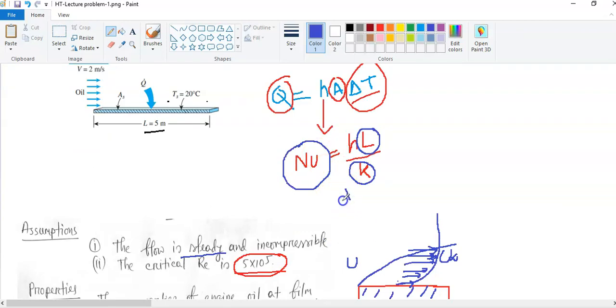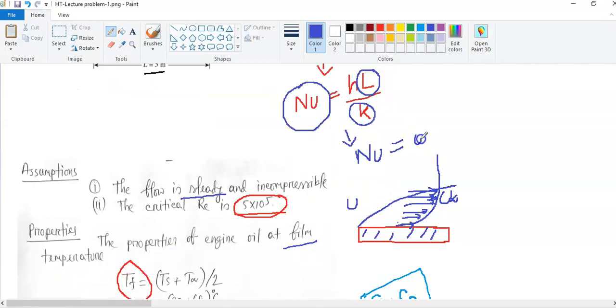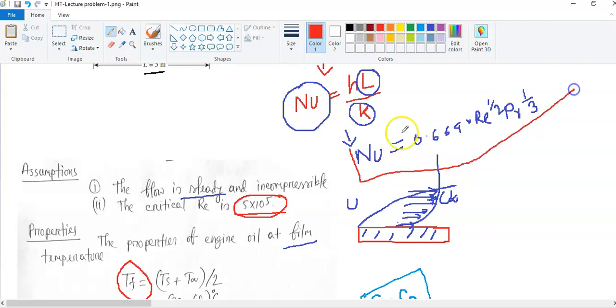So now guys, we know the Nusselt number formula from the theories, the correlations for the Nusselt number for laminar flow. When it is laminar flow, we already know the Nusselt number correlation. So it is 0.664 times, if I can remember, the Reynolds number to the power half, and the Prandtl number, I think to the power 1/3. So for laminar flow, the Nusselt number correlation is this.